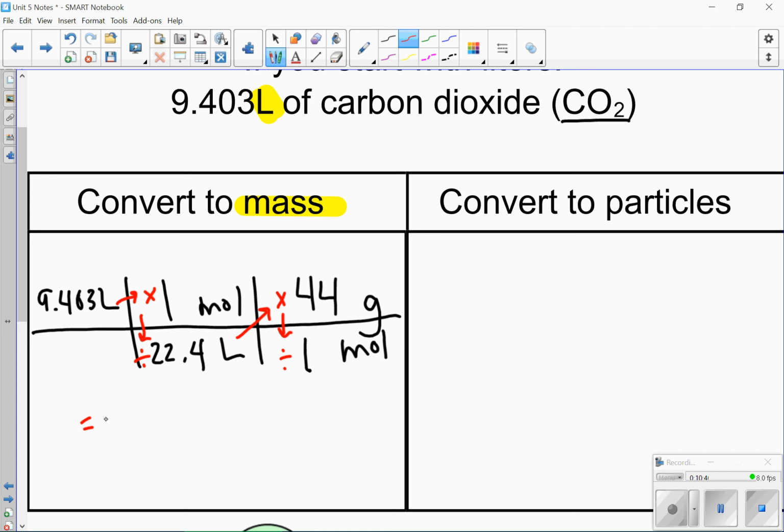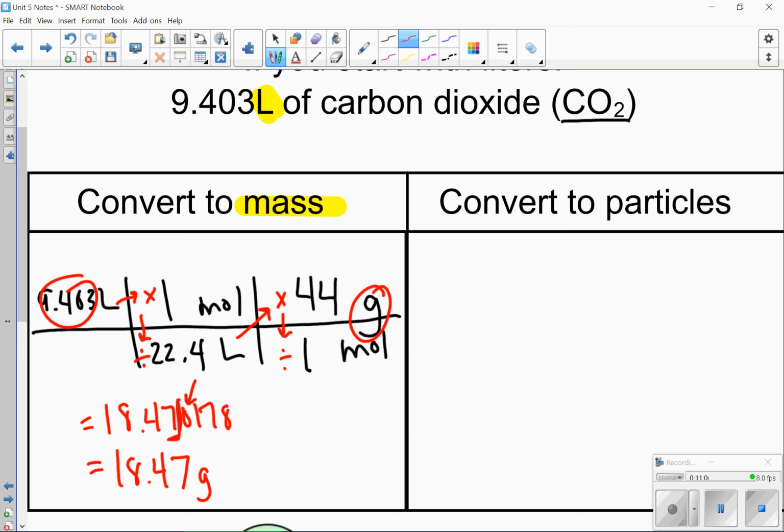So your calculator is going to say 18.470178 blah blah blah. 4 sig figs. Fourth sig fig is there. So leave the 18.4. Directly after that 7 you have a 0, which means the 7 will stay the same. There's the unit for your answer, so just say grams.